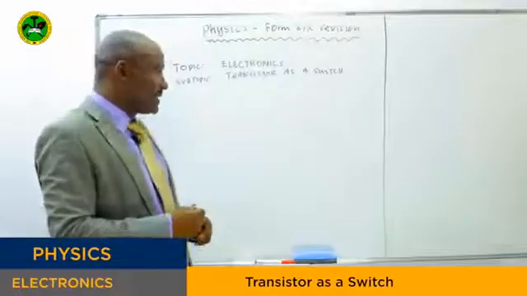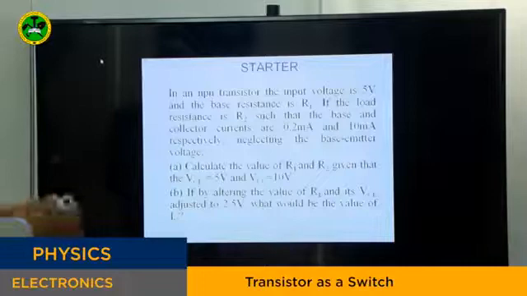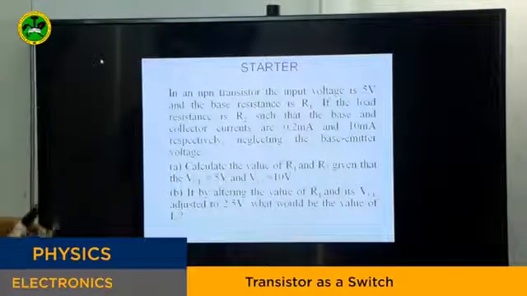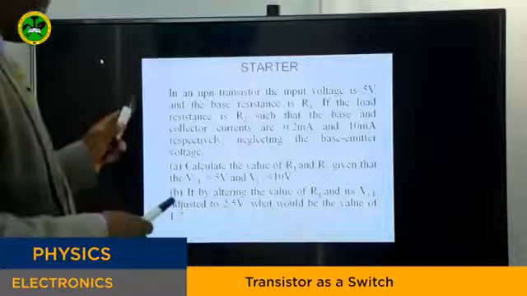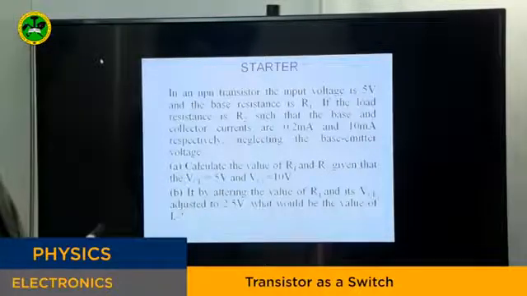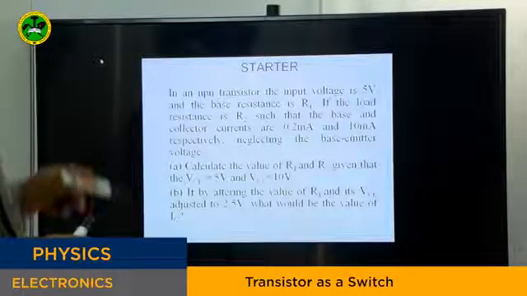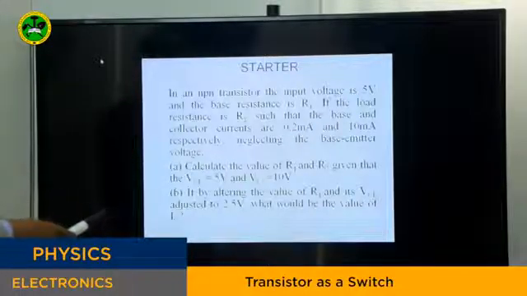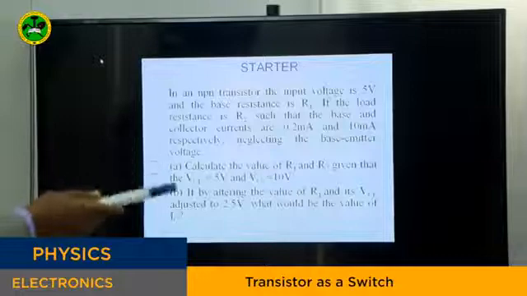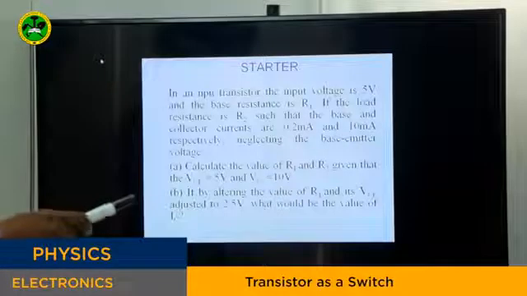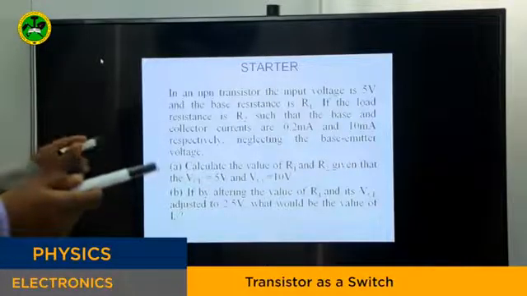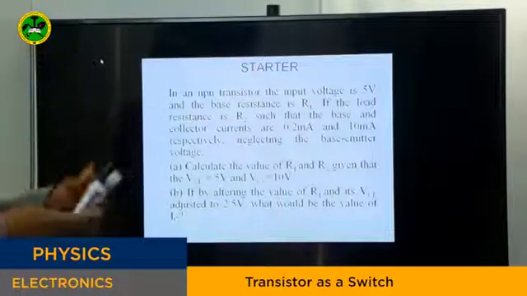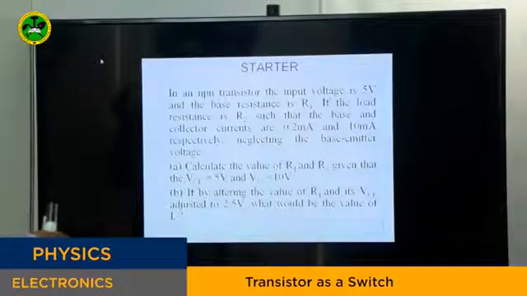The question says, in an NPN transistor, the input voltage is 5 volts, and the base resistance is R1. If the load resistance is R2, such that the base and the collector currents are 0.2 milliampere and 10 milliampere respectively, negating the base emitter voltage. So this is the information that we're given. We want to test whether you remember what we discussed in the previous subtopic on the transistor.